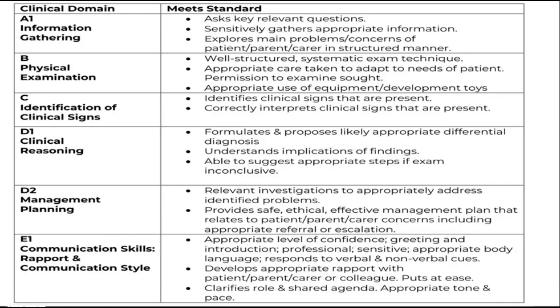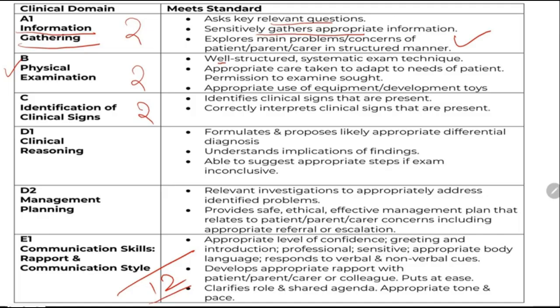So the candidate will be marked in these 6 domains. So 2 marks for each domain, so a total of 12 marks. So the A1 is information gathering. So the candidate will meet the standard if he asks key relevant questions and very sensitively gathers information and explores the main problems.